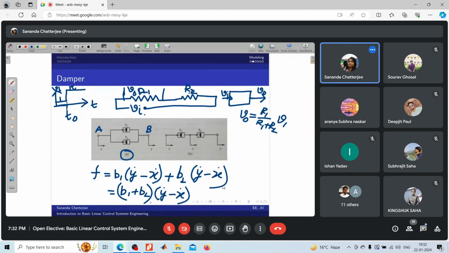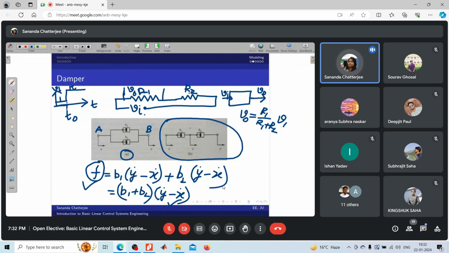Do you agree? Yes, ma'am. So this is also static: if there is an abrupt change in input, the change will be abrupt in the output as well. Why is this happening? This will be the same if you take any combination. This is a series combination, and this is a parallel combination of the damper.